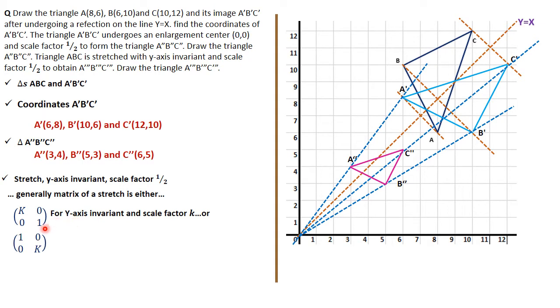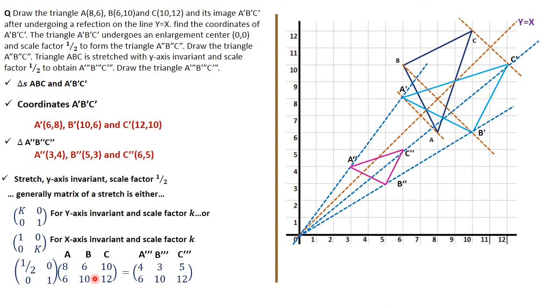Or the matrix can be, if it's a stretch, of the form [1 0; 0 K], where this is the x-axis invariant and the scale factor is K. In our case, it's a y-axis invariant, the scale factor is half. So we can just put the values in this first matrix. So it will be [1/2 0; 0 1]. You multiply that with the matrix of the coordinates of the triangle, and that gives us the last image: A triple prime, B triple prime, C triple prime, which is (4, 6), (3, 10) and (5, 12).